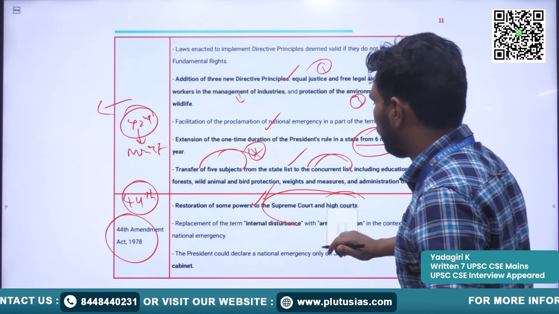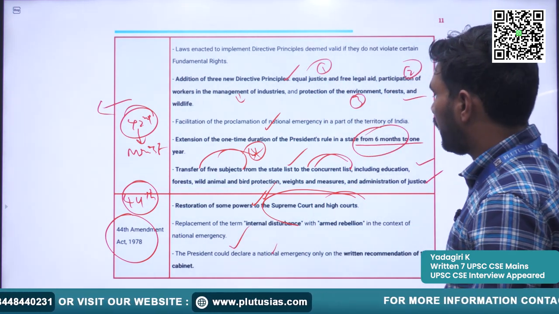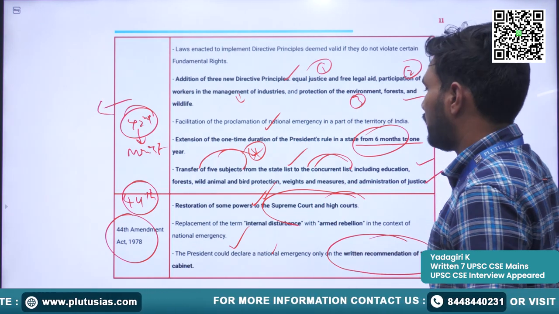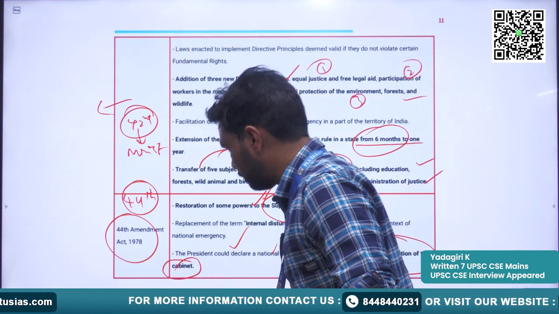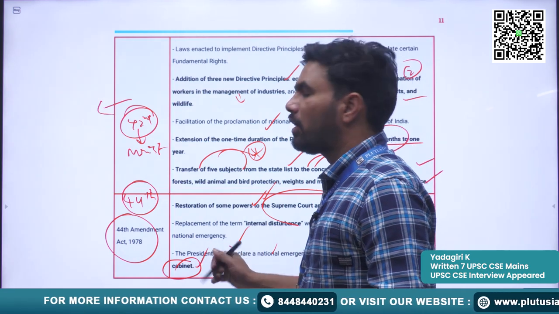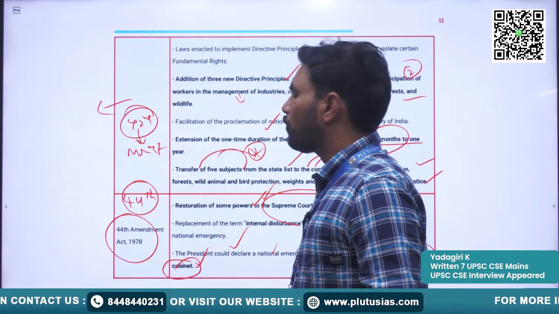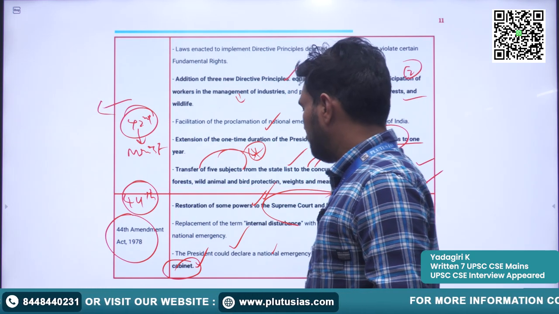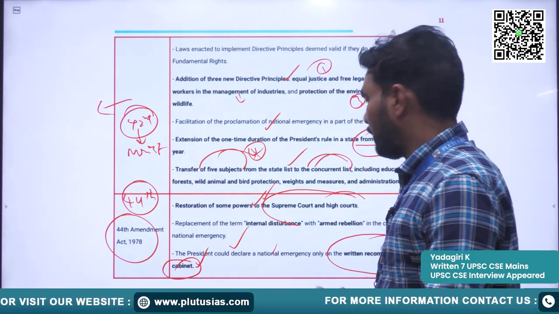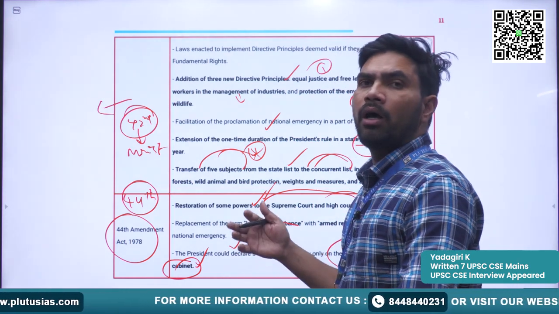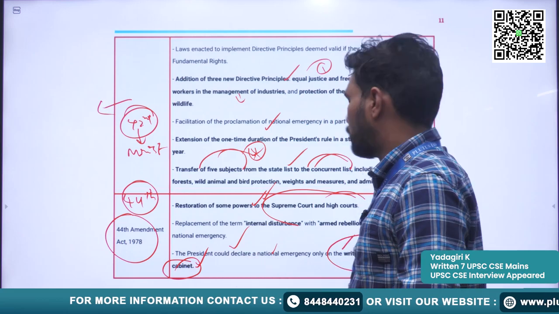Right. Similarly, another important change is that the president could declare a national emergency only on the written recommendation of the cabinet. So try to remember that the word cabinet was also incorporated in the Constitution through the 44th Constitutional Amendment Act. The president can declare a national emergency only on the written recommendation of the cabinet.